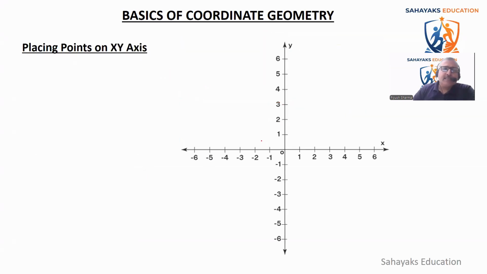Coming to next, let's do some practice to find out how to place the points. It's a pretty simple one, but you should remember. The first thing is 0, 0. What is 0, 0? It is also called the origin. The center point is called the origin, where the x and y axes meet. The value of x is 0 and y is also 0. So this is the point 0, 0.